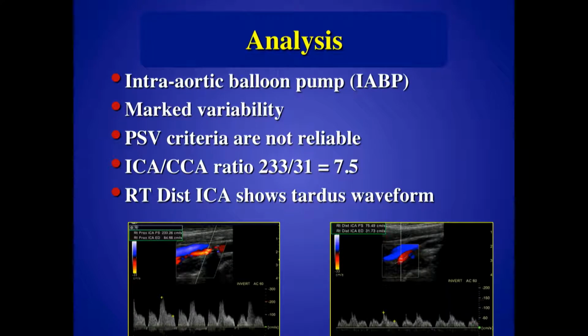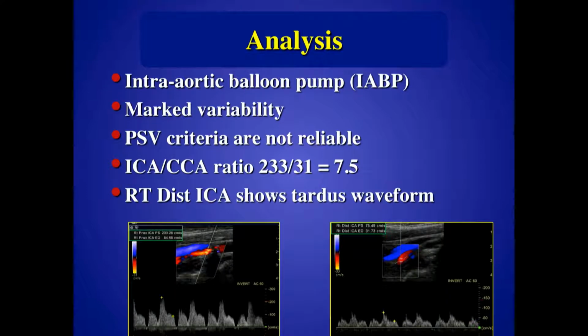But the caveats here, you have marked variability. You can't really rely on the velocity measurements themselves because of the intra-aortic balloon pump, which produces that variability. It's not a true velocity estimate. And because the velocity criteria are not reliable, you can infer that it's a tight stenosis based on the ratio, which you probably should get a correlative study in this case. The other thing that's helpful here is that the distal ICA has sort of a rounded waveform, a TARDIS appearance, which would also go along with a significant stenosis.